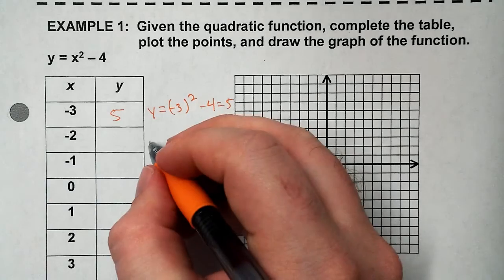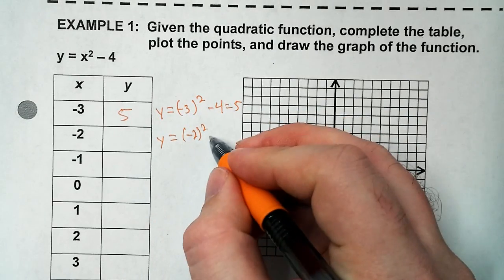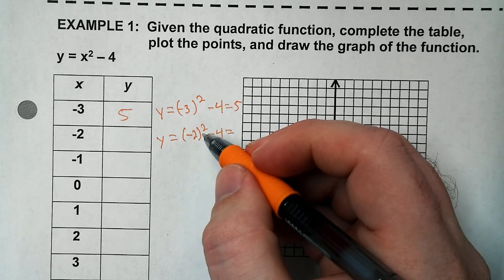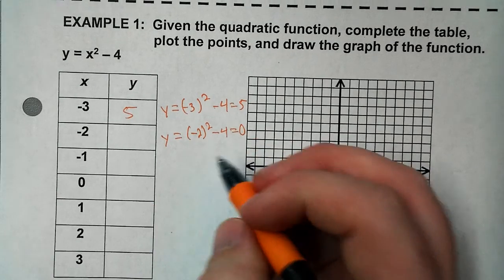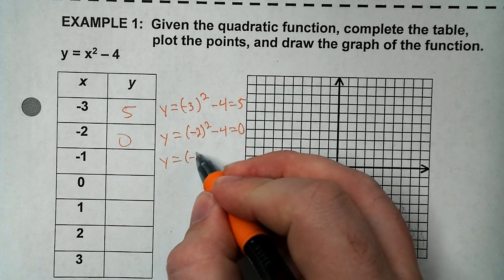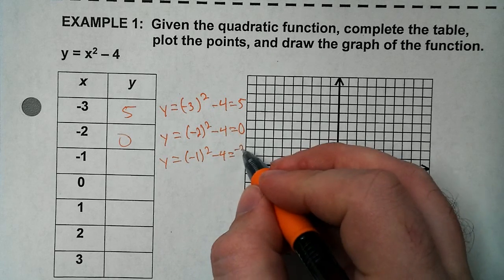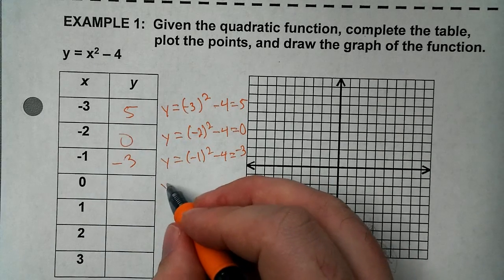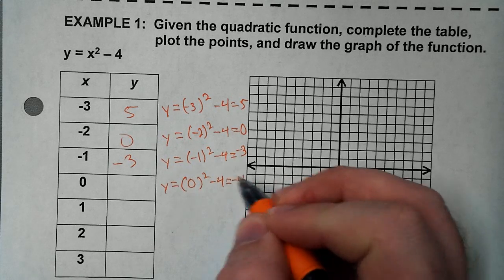If I plugged in -2, y is equal to -2 squared minus 4. That's going to be -2 times -2, which is positive 4. 4 minus 4 is 0. If I plugged in -1, I would get y is equal to -1 squared minus 4. That's going to be positive 1 minus 4, which is -3. And then when I plug in 0 for x, y is equal to 0 squared minus 4. That'll just be -4.